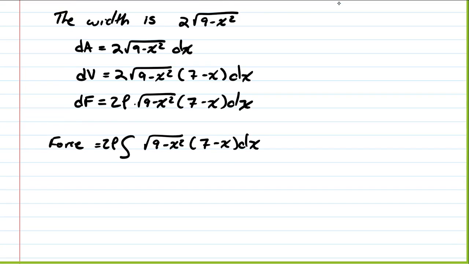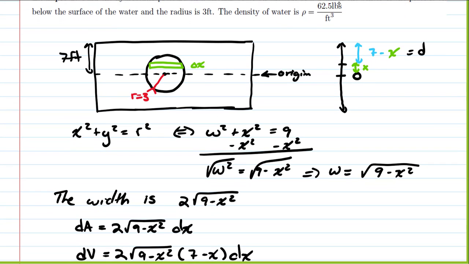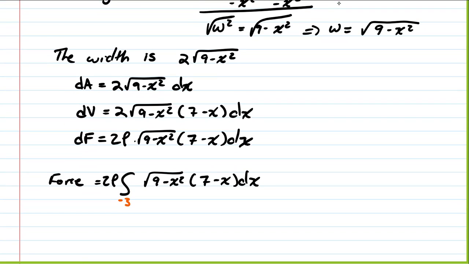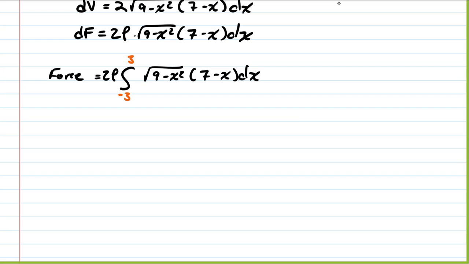We need to go back up to our diagram, and what are our limits of integration going to be? Well, we need to integrate from the top to the bottom of this disk, right? So here and here. Where's the bottom of that circle going to be? Well, what's its radius? 3. So this is going to be x equals -3. And what's the top going to be? 3. So then we need to integrate this from -3 to +3 to find our force.